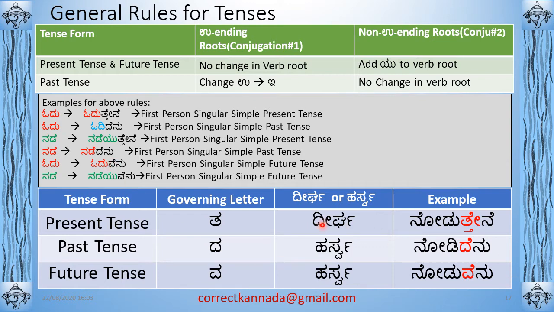Okay, I've given that. And one more thing that you can remember is if it's present tense, it will always be dirgha. Maduttene, maduttale, like that. It will be the longer form, whereas in past and future, it will be harsva, right? They say nade denu. It's not nade denu, it's nade denu. Oduvenu. All harsva letters will be used. Dirgha is used only for present tense. So these are the ways by which you can remember the pattern.